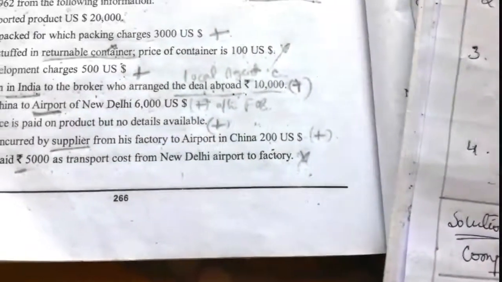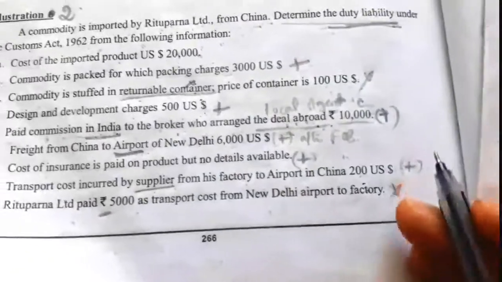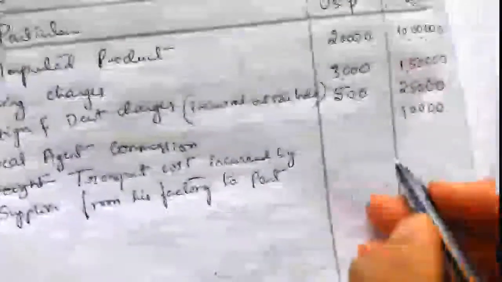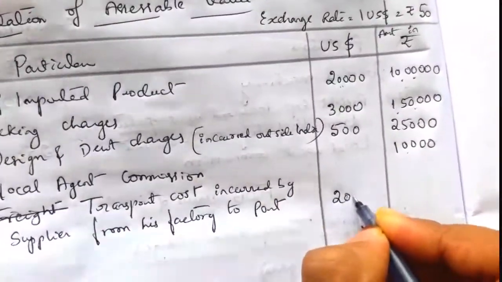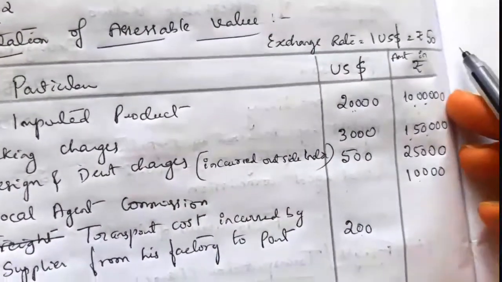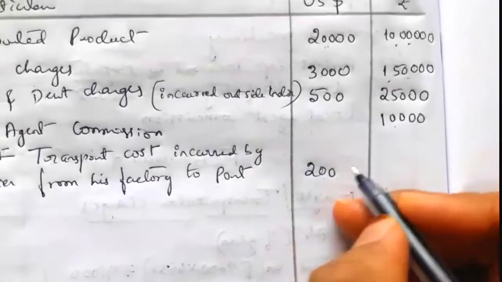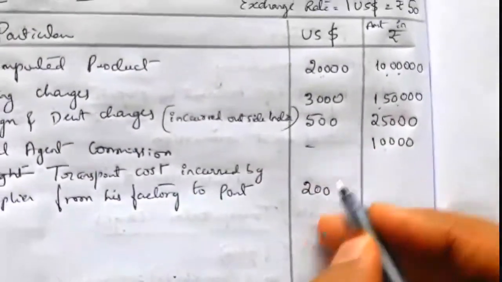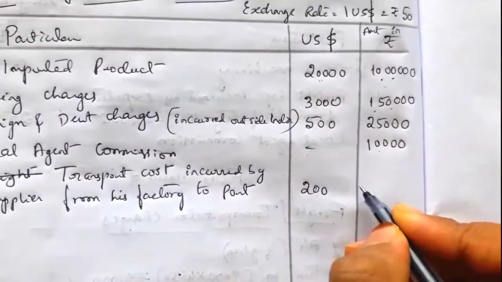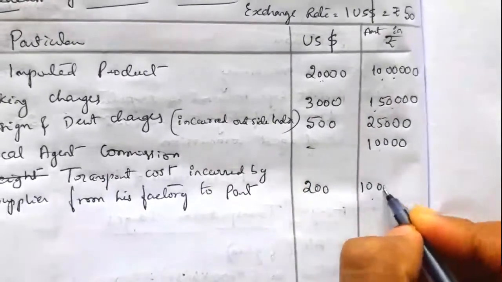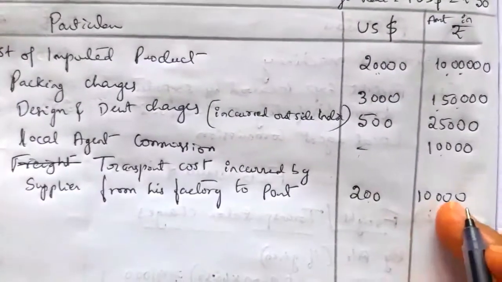So we have to take that. $200 is given, so write 200 in the dollar column. Now we have to multiply 200 into 50. So 200 into 50 is equal to 10,000.